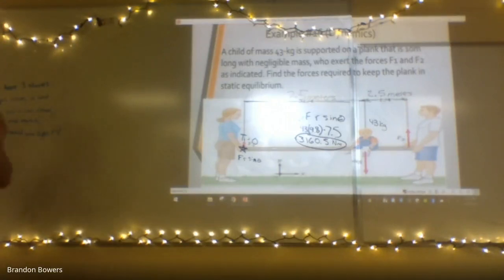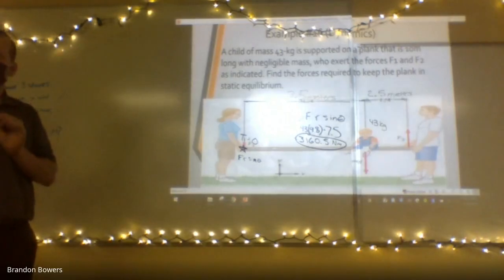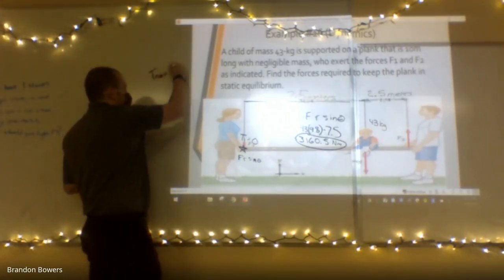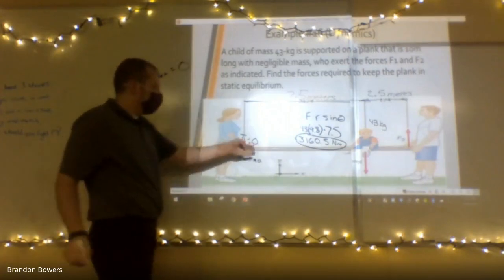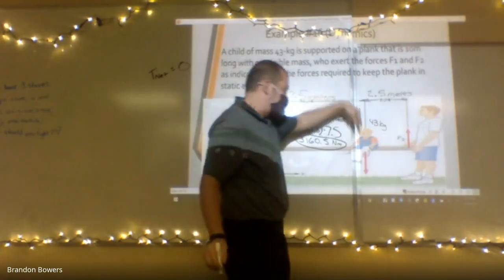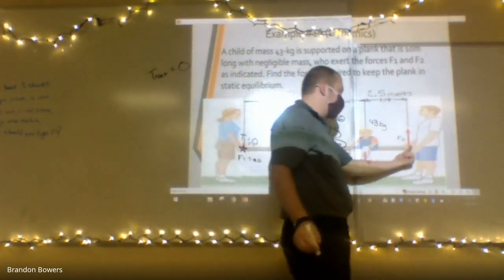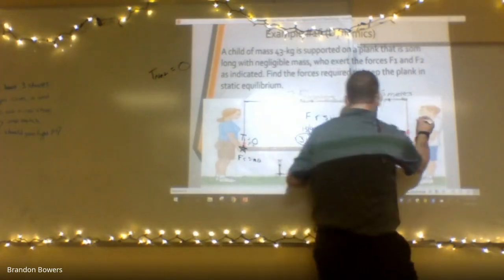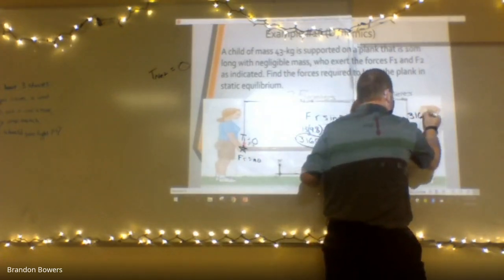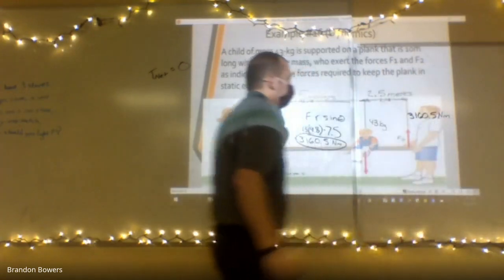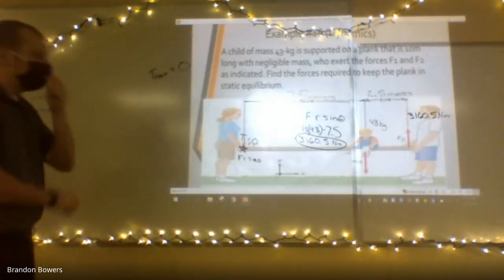Now, the key with statics is my net torque has to equal 0. Well, I have 0 here. I have 3,160.5 Newton meters going down, which means this guy has to have 3,160.5 Newton meters going up. So that's his amount of torque.